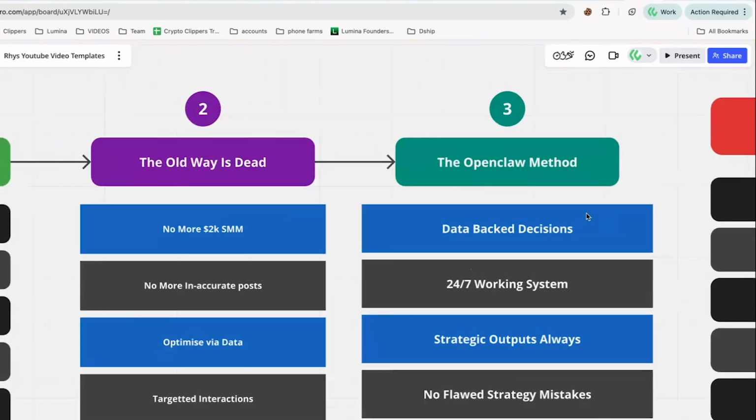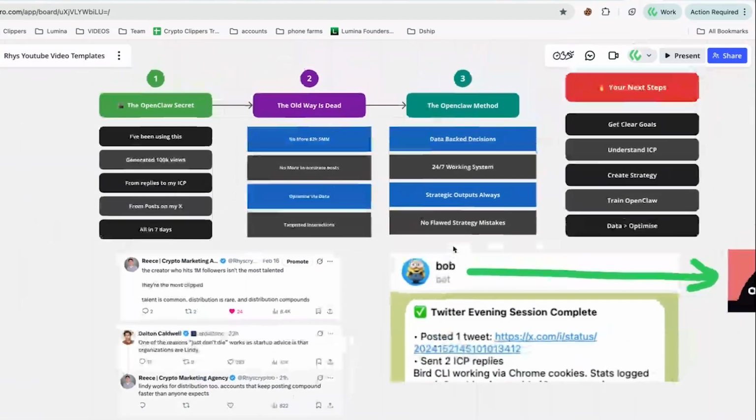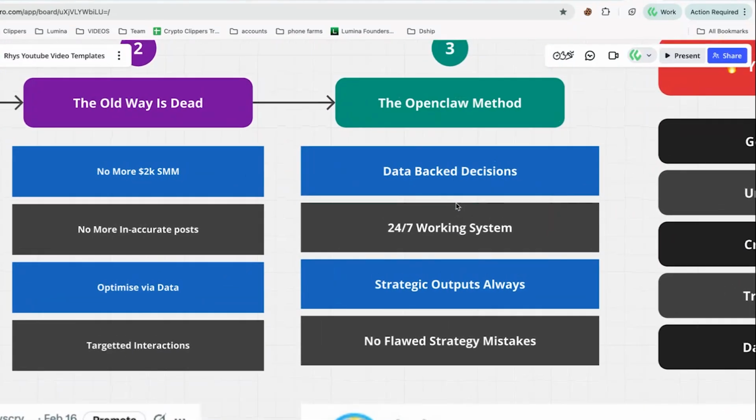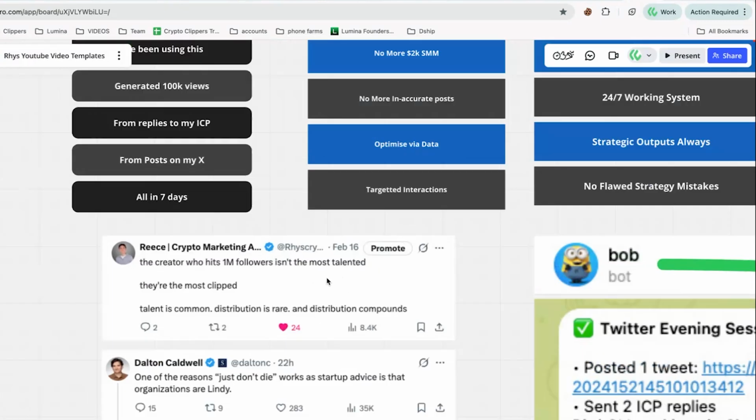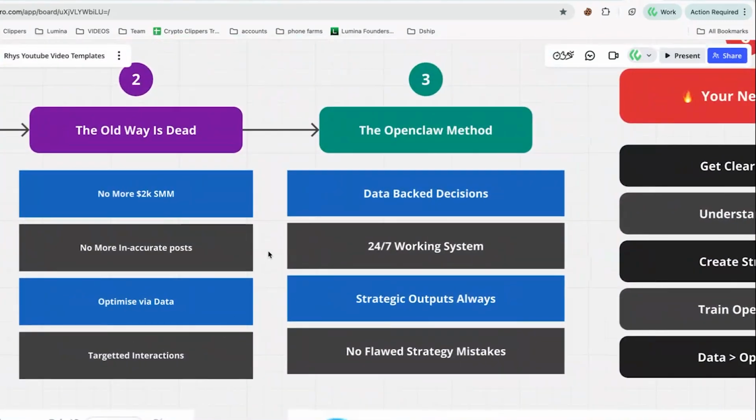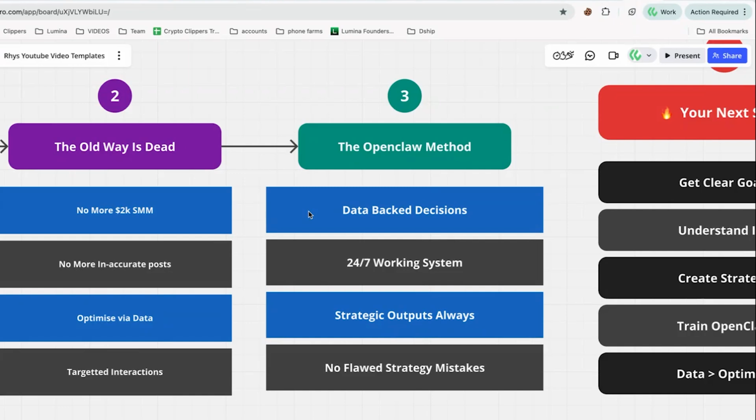So the OpenClaw method, here is Bob, my OpenClaw slave, and every single decision he makes with my content over the past 7 days has been a data-backed decision, i.e. what has worked for my competitors, what can I do, let's post, let's test, let's double down with what works. Everything is data-backed. Number 2, he works 24/7. When I'm sleeping, when I'm in the gym, when I'm in team meetings, he's working, he's analyzing data, he's publishing content, and he is dominating the socials over the past 7 days. In 7 weeks, it's going to be a whole different ball game.